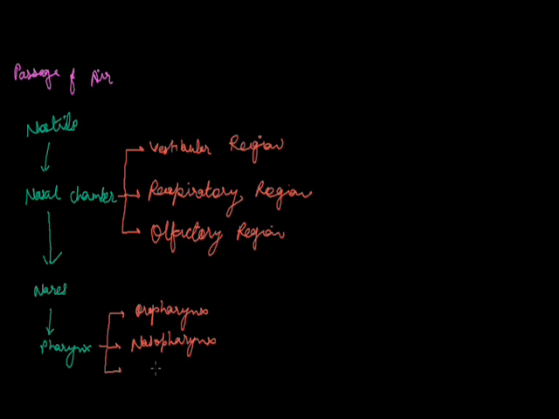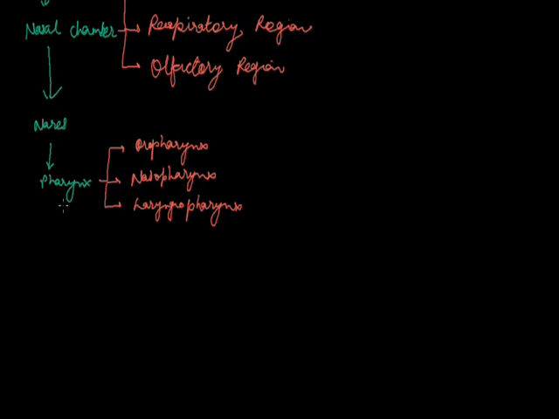The third one is the laryngopharynx. This is related to the larynx. Now this pharynx opens into the larynx. This is also known as the voice box. This is responsible for producing voice.